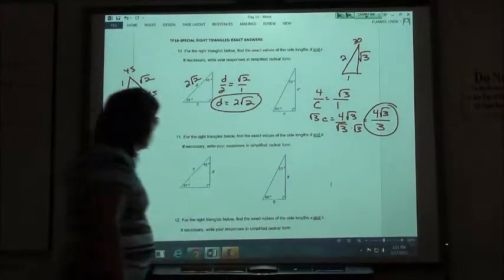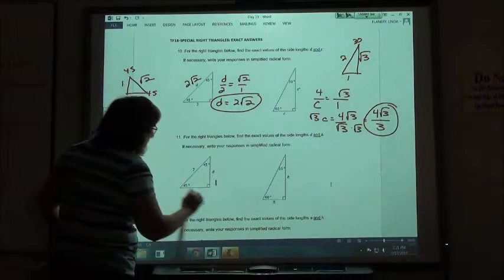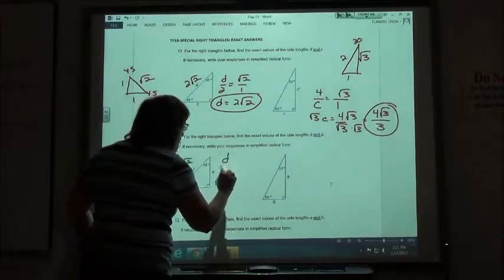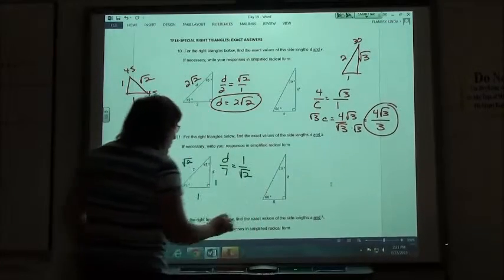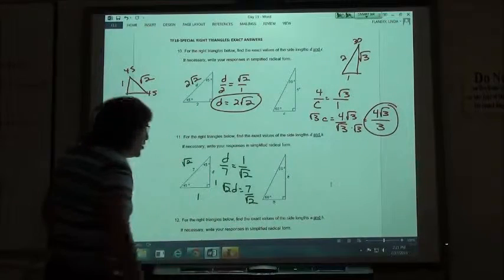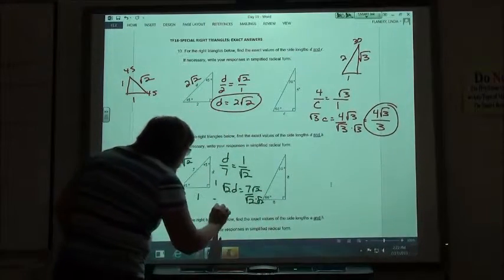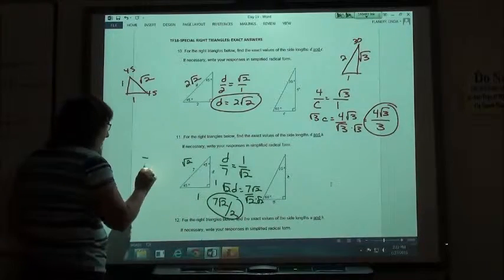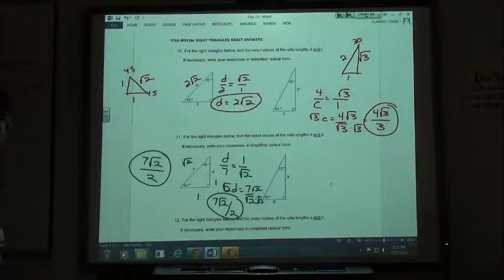So number 11, if I label these, this would be 1, this would be 1, this one's going to be the square root of 2. So d over 7 is going to equal 1 over square root of 2. So we're going to have the square root of 2 d equals 7. We have to divide by the square root of 2. So when we rationalize, we get 7 square root of 2 over 2. It's not a very good way to write it. 7 square root of 2 over 2.